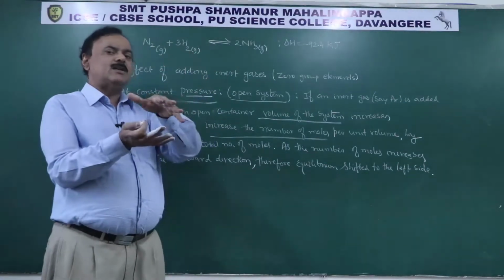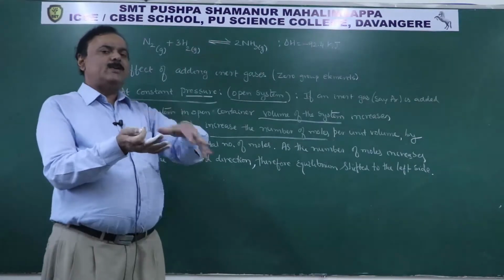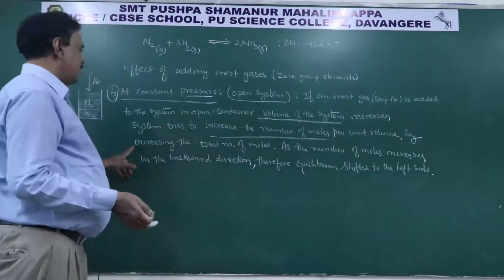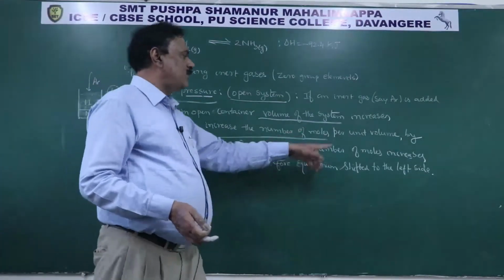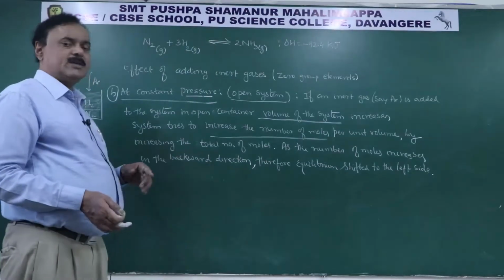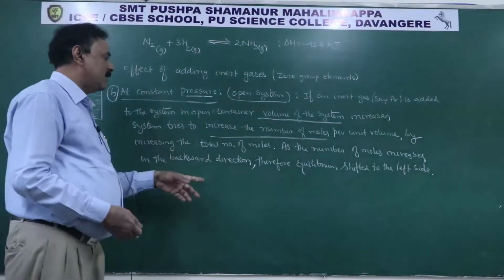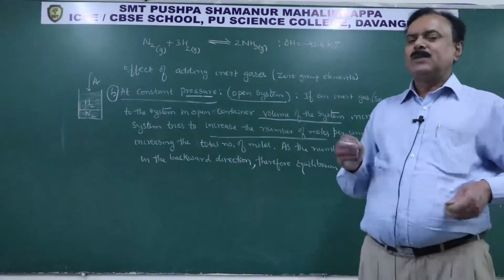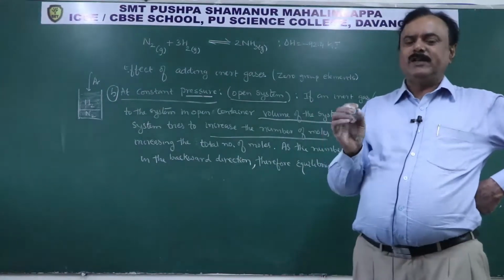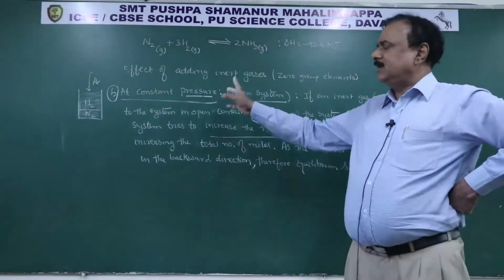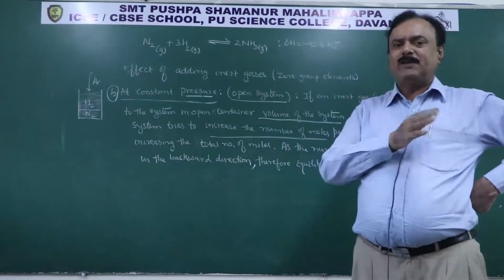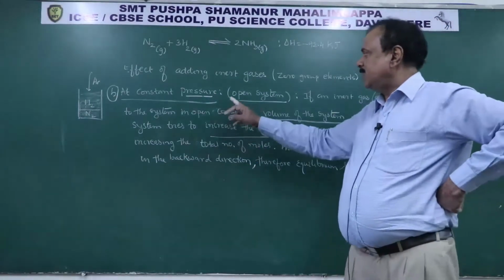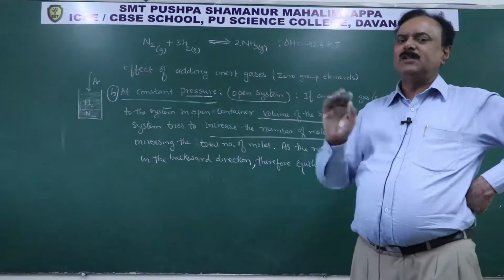Initially it was only nitrogen and hydrogen. Now we are adding argon. Therefore, the number of moles per unit volume of the container will be increased. By increasing the total number of moles, as the number of moles increases in the backward direction, the equilibrium is shifted in the backward direction. This implies that when you add argon or any inert gas at constant volume, the reaction proceeds in the forward direction. When you add argon or any inert gas at constant pressure, the equilibrium is shifted towards the backward direction.